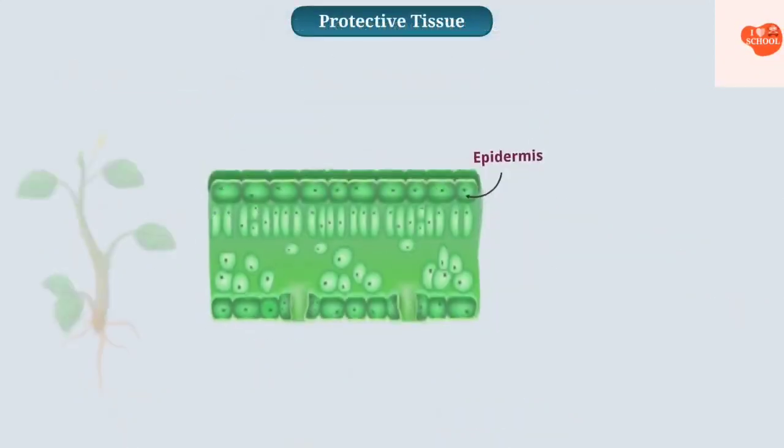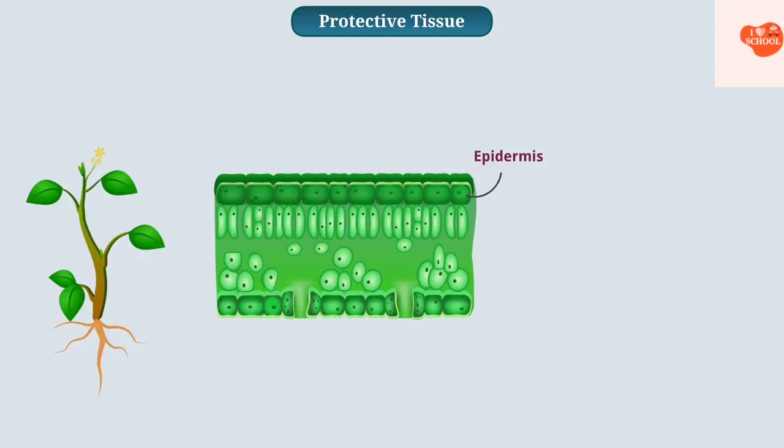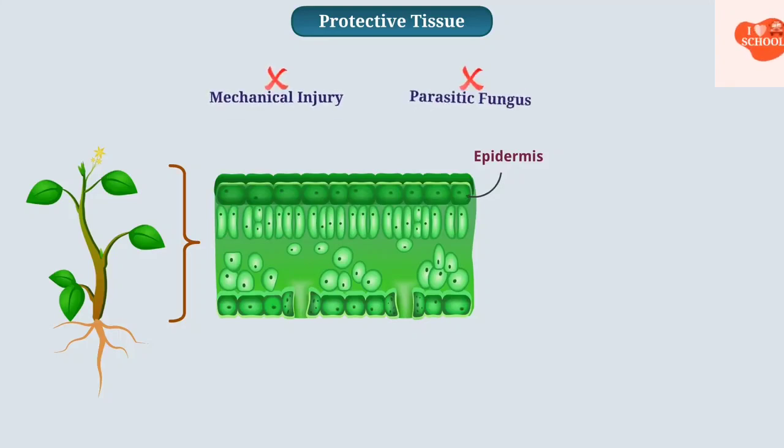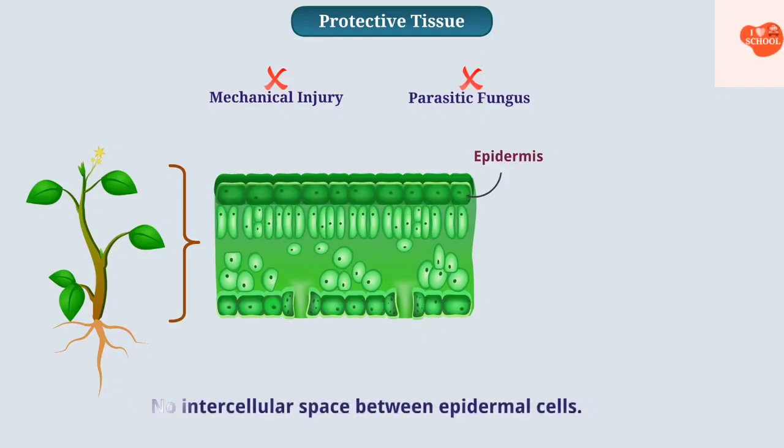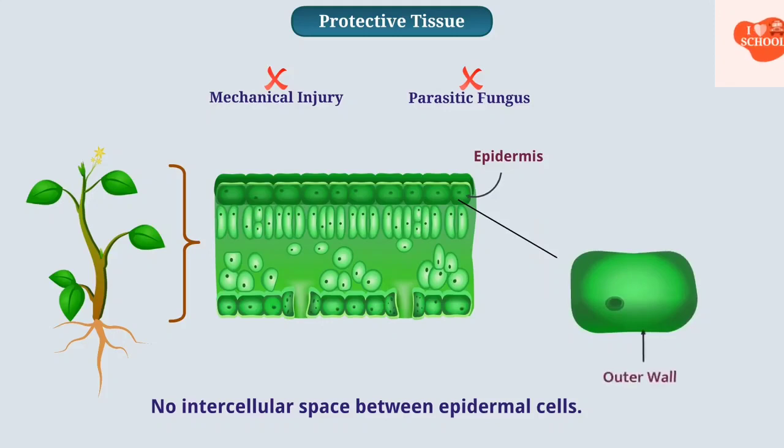Let us know about epidermis. Epidermis is the outermost single-cell thick layer. The entire surface of the plant is covered with epidermis. Epidermal cells form water-resistant wax layers on the outer surface of the plants, which protects the plants from mechanical injury and parasitic fungus. The layer of epidermis is continuous and there is no intercellular space between epidermal cells. Most epidermal cells are flat and their outer and side walls are thicker than the inner wall.